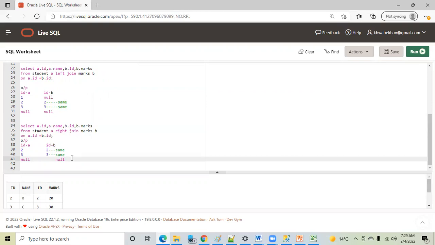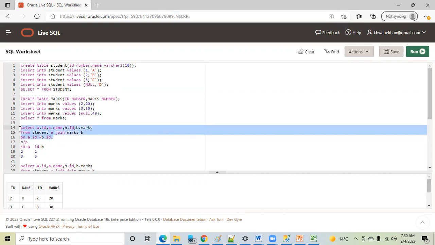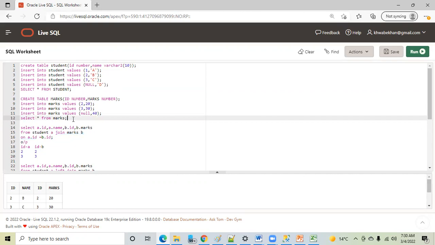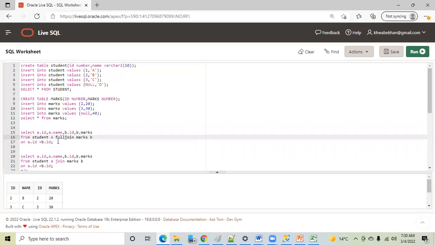Now I want all the records. It means I want from student and marks both, whether it is missing in student or whether it is missing in marks. So for that, what you have to do is just write full outer join. That's all. Student A full join marks B. Let me execute this.